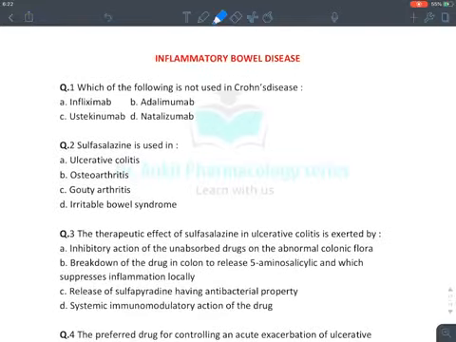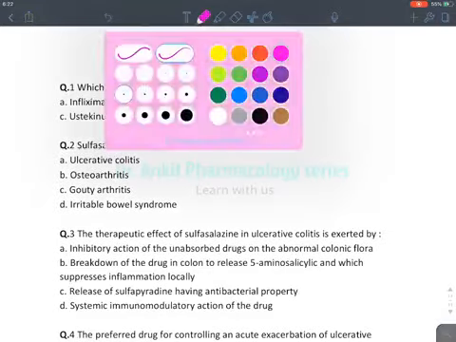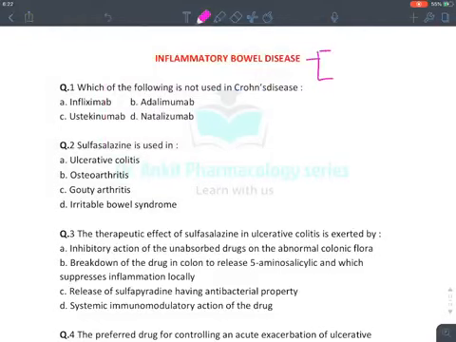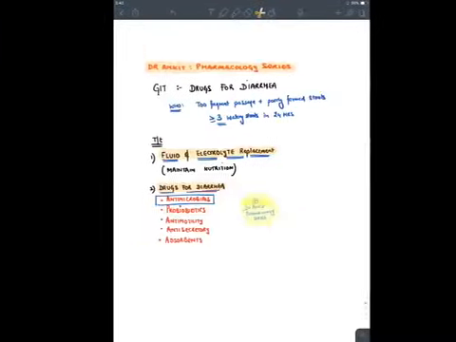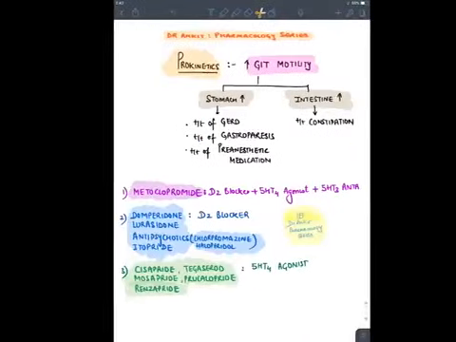Okay. It bursts bubbles. So now let's come to the treatment of inflammatory bowel disease. Remember, there are two varieties of inflammatory bowel disease. One is Crohn's disease and second is ulcerative colitis. Okay. So let's see the treatment of Crohn's disease and ulcerative colitis.